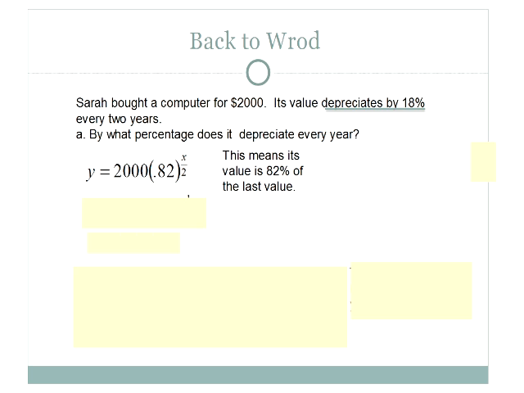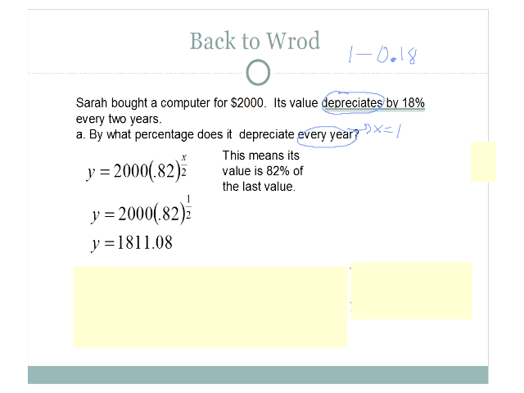If you recall, as soon as I see the word depreciate, I'm talking about the common ratio being 1 minus that interest rate in decimal form. So that's 82%, or 0.82. So by what percentage does it depreciate every year? This means that x equals 1 for 1 year. So I'm going to plug in x equals 1 and solve.